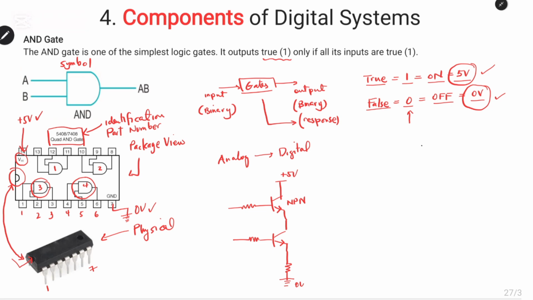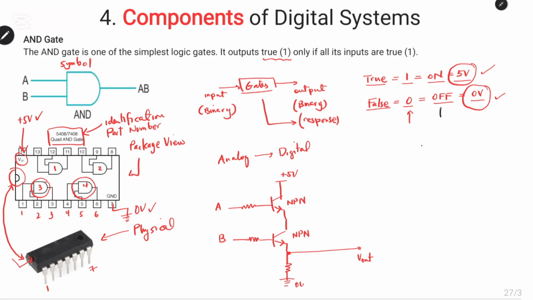Comparing it with the symbol, you can appreciate that we have two inputs, A and B. And where can we get the output? The output is connected here, so we can say V out.